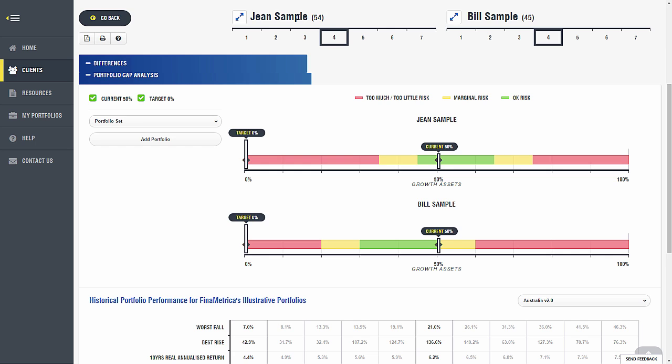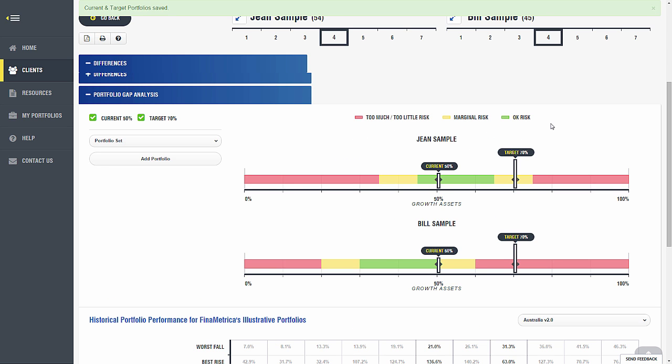Their current portfolio comprises 50% growth assets. Your financial analysis shows that they need to move to 70% to best achieve their long-term goals. Both are likely to find that the corresponding volatility is outside their comfort zone, Bill more so than Jean. What are they to do? There are three alternatives to consider, individually or in combination.